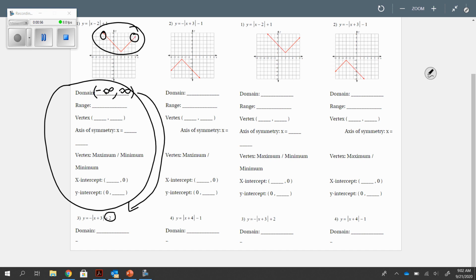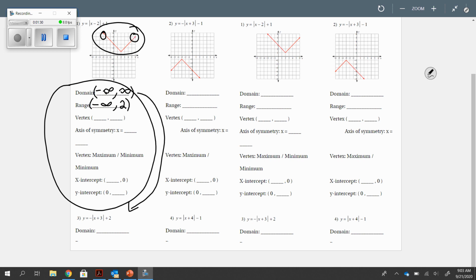So we know if we made the graph, 1, 2, it would start here. And then, because there's a negative in front of the absolute value expression, it's going to go down like this. So we know the y-intercept is 2, all right? And the range will go from negative infinity to 2, all right? The vertex, we know the vertex is where it passes through, or axis of symmetry, okay?